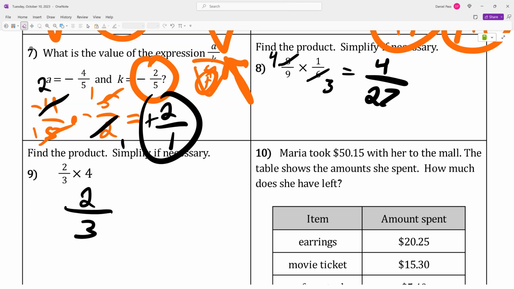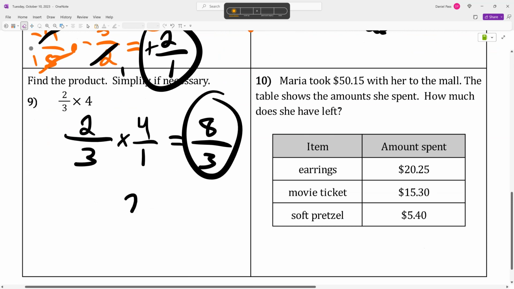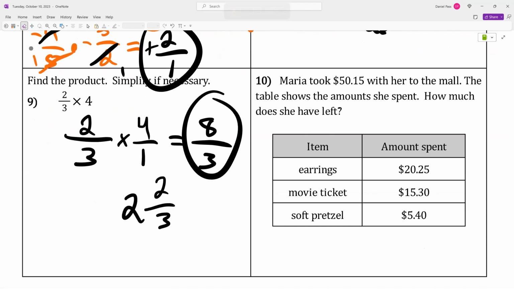2/3. All right, now this is going to be your exit ticket, though. I want to see that you finish this. 4 over 1. Can this be reduced? No, this one can't. Well, it's 8/3, which can also be 2 and 2/3. Hey, we're just about done.